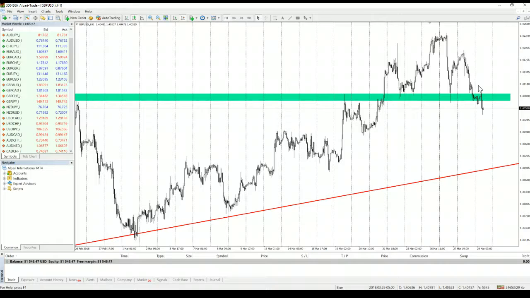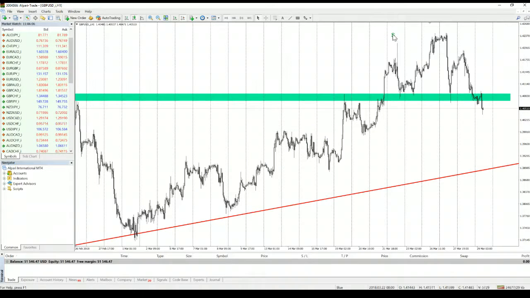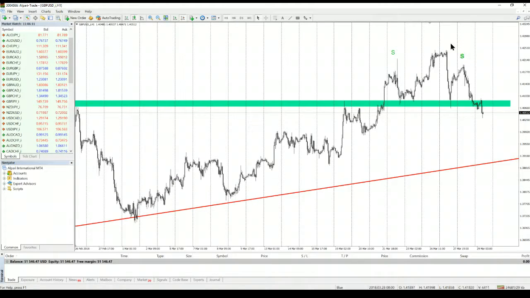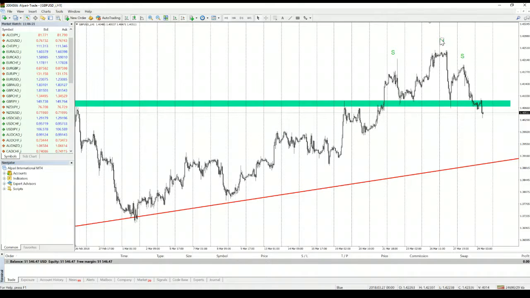This is a head and shoulder pattern. Left shoulder, head, and right shoulder. Let me write that: left shoulder, head, and right shoulder. So this is the head and shoulder pattern.